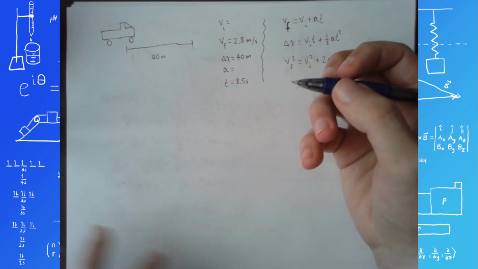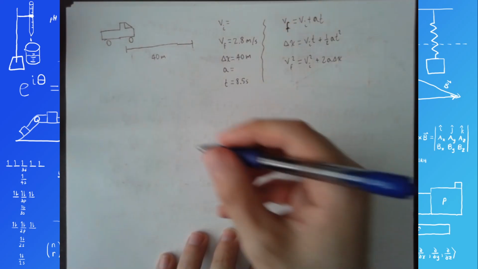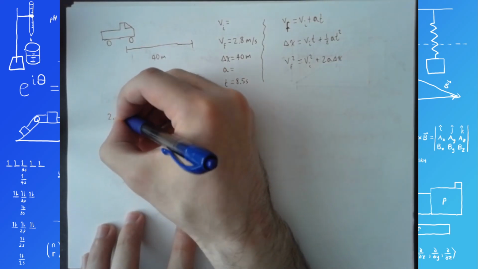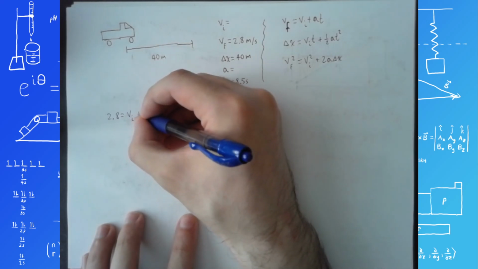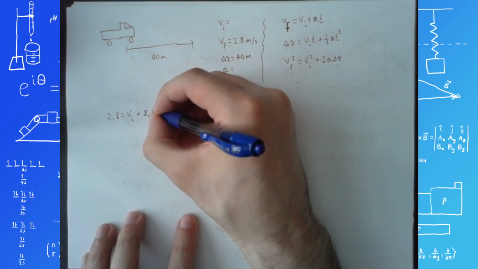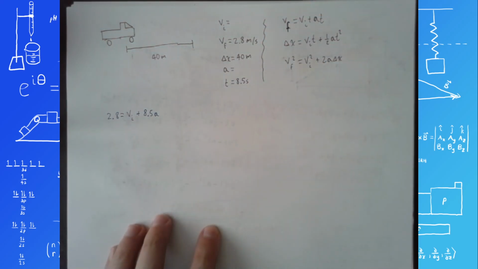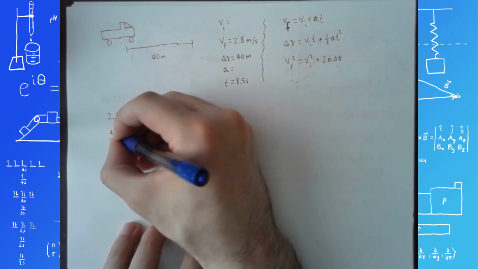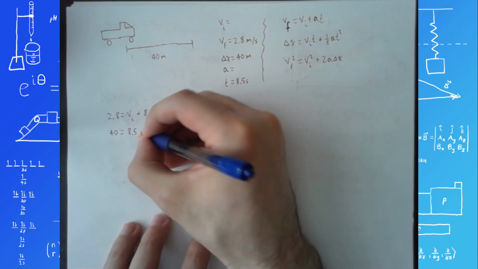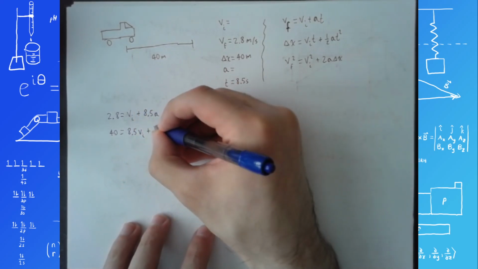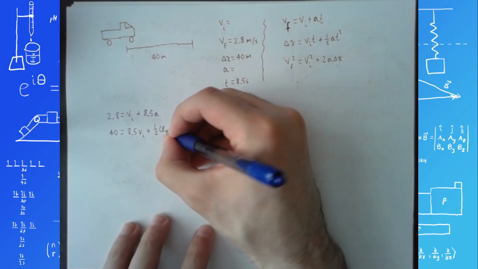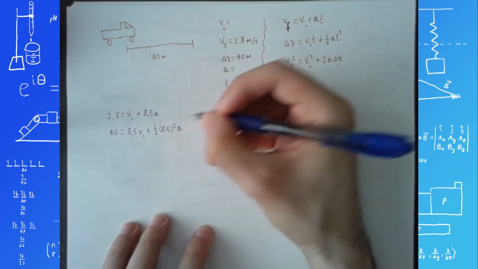So I'm going to use the first equation along with the second, and I'm going to plug in these values where they are known. So v final being positive 2.8 equals v initial, which is currently unknown, plus acceleration, currently unknown, times time, which is 8.5. So I'll write the 8.5 first and then the a. And then second equation, we've got positive 40 for the displacement equals v initial times 8.5 plus 1/2 times the acceleration times 8.5 squared. So I'll write the 8.5 squared first, and then the acceleration.